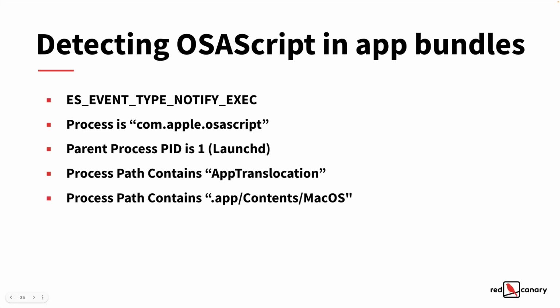Next slide. Detecting osascript in app bundles. This is an interesting detection where a user is double-clicking on an application bundle. So we're looking for the process whose parent PID is 1, meaning it's being launched by launchd. In this case, we see the process is osascript, so some osascript is being executed within an app bundle.